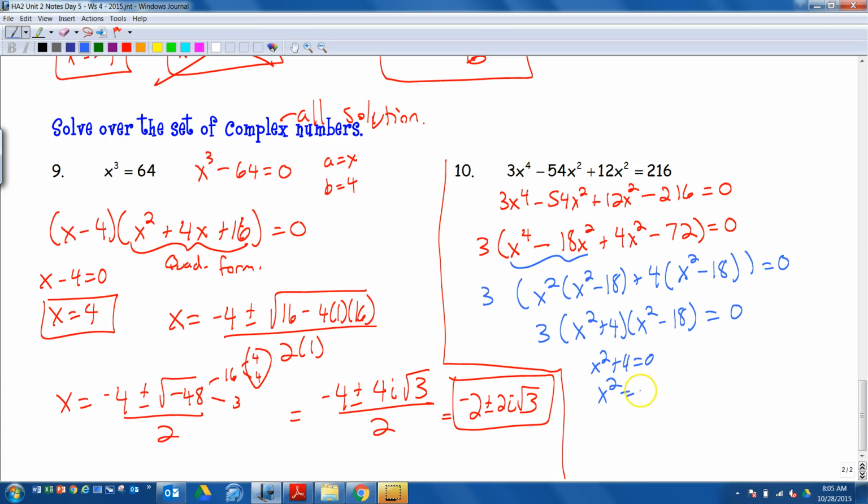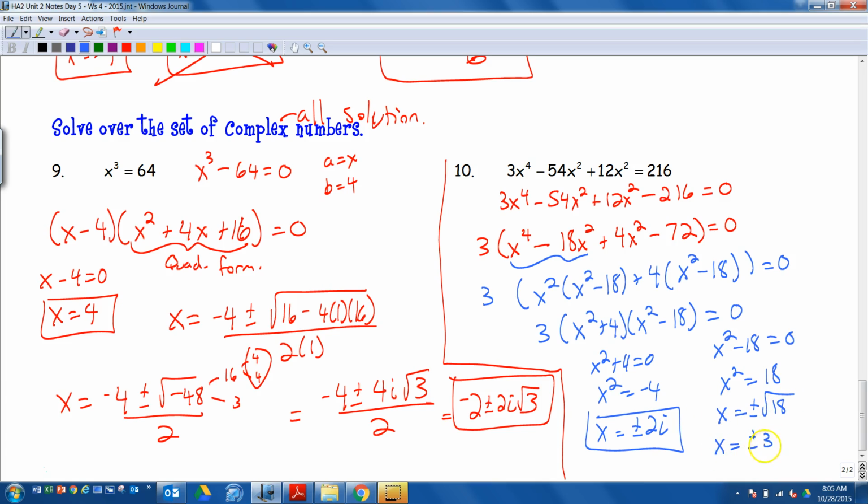So you get x is equal to plus or minus 2i. And if you set this piece equal to 0, you get x squared is equal to 18. x is equal to plus or minus root 18, which breaks down into plus or minus 3 root 2.